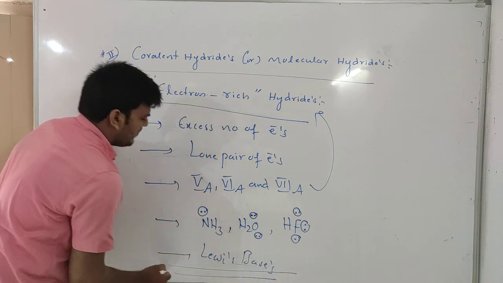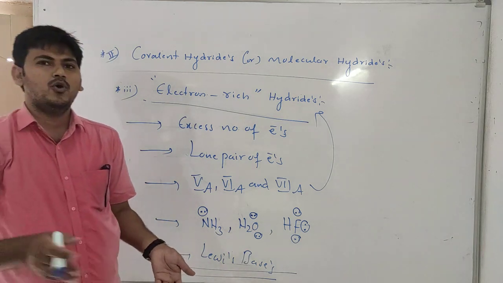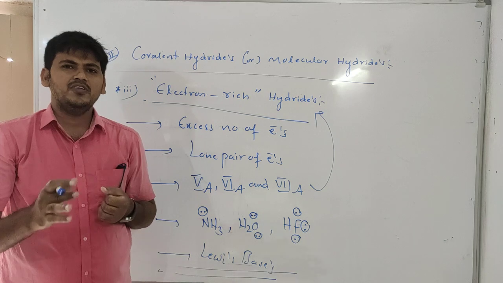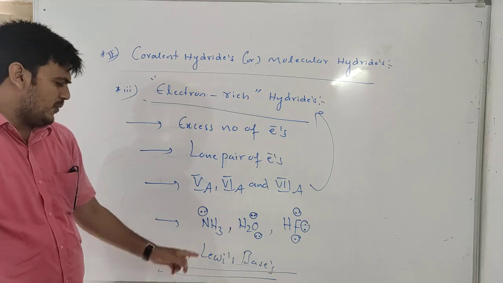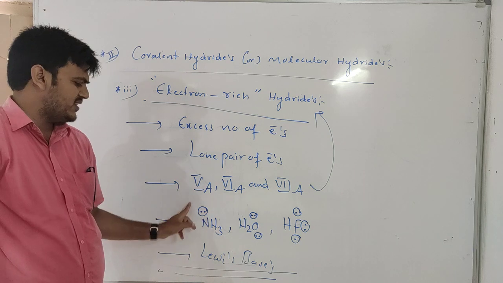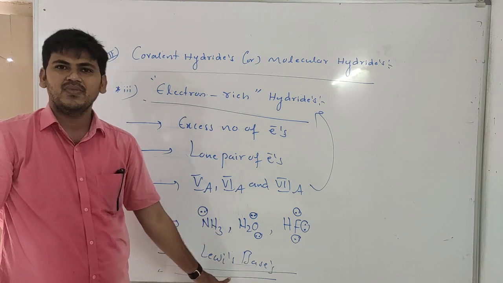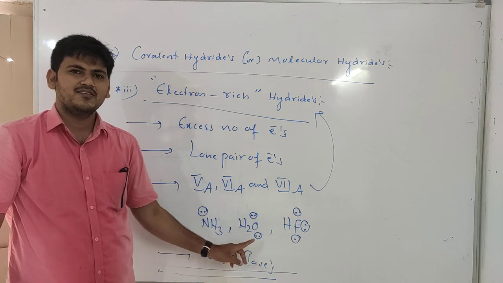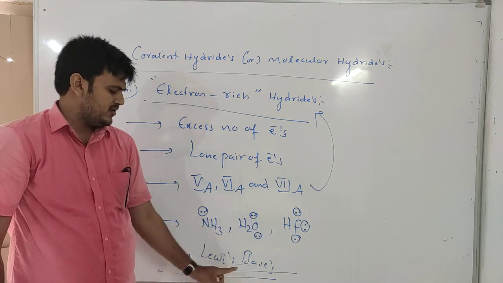So, what is meant by Lewis base? Lone pair donor. Lewis acid means lone pair acceptor, and Lewis base means lone pair donor. So in ammonia, the central atom is nitrogen, and nitrogen has one lone pair. So this is a lone pair donor, so Lewis base. In the water molecule, the central atom is oxygen, and oxygen has two lone pairs. So this is also a lone pair donor. So this is a Lewis base.